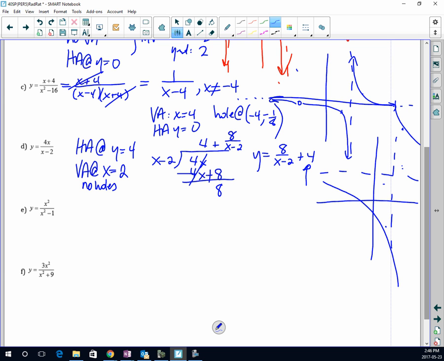What's the x-intercept? Remember, that means y goes to 0. This essentially goes away, so it's 0. What's my y-intercept then? Well, it has to be 0.